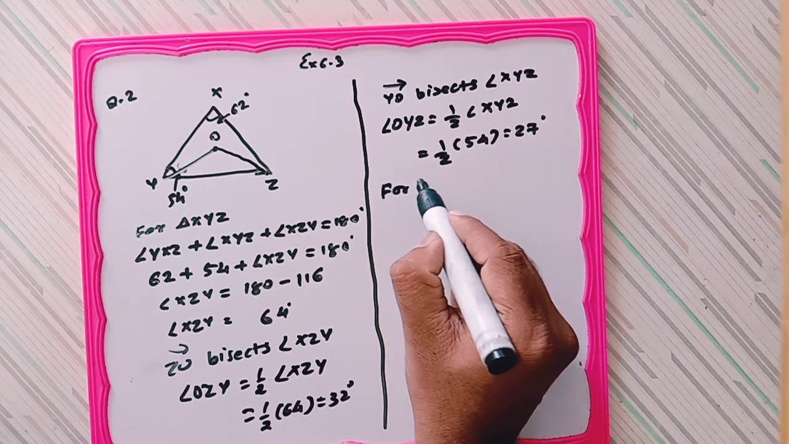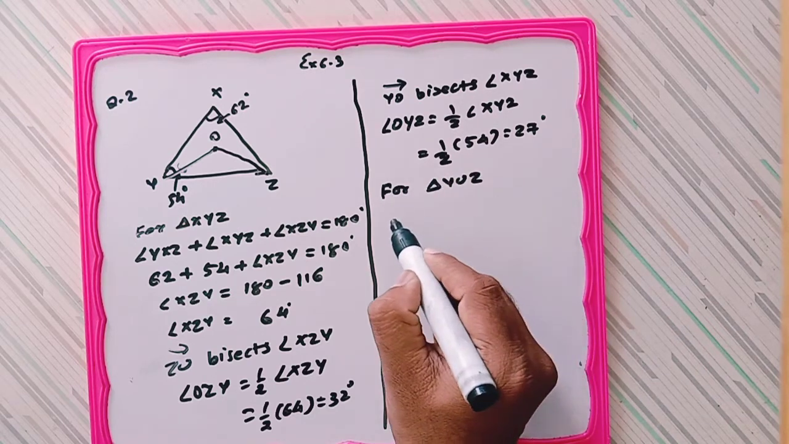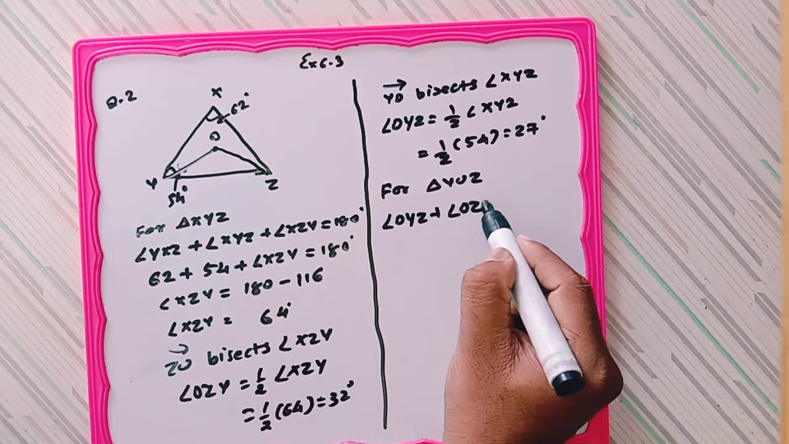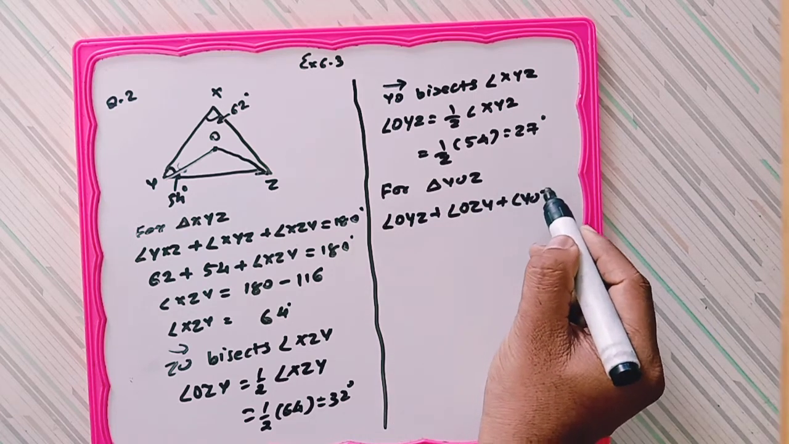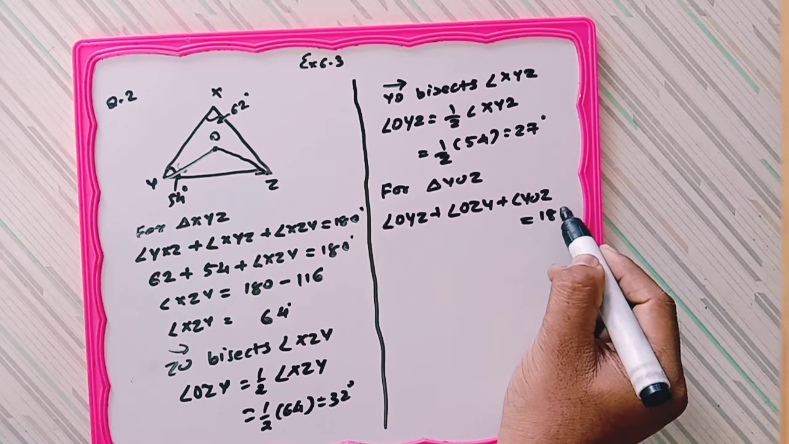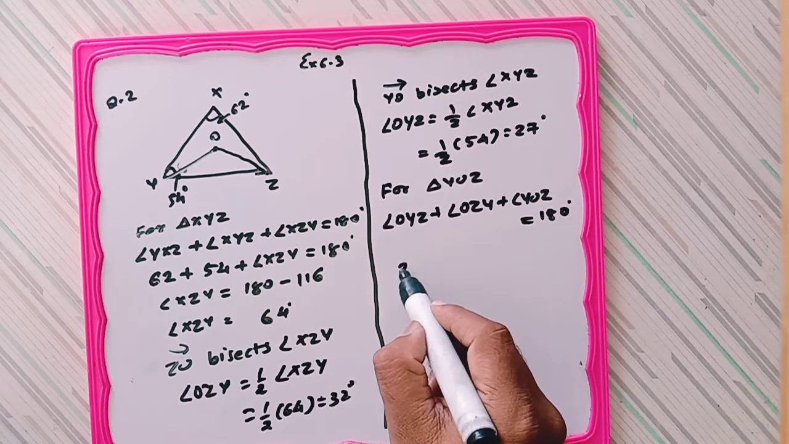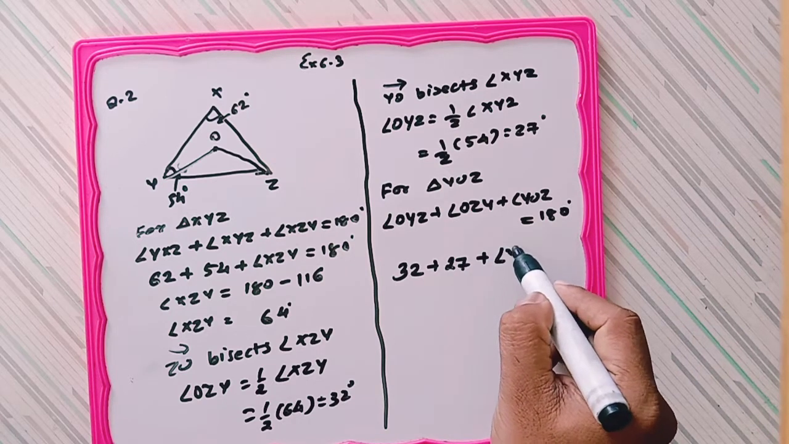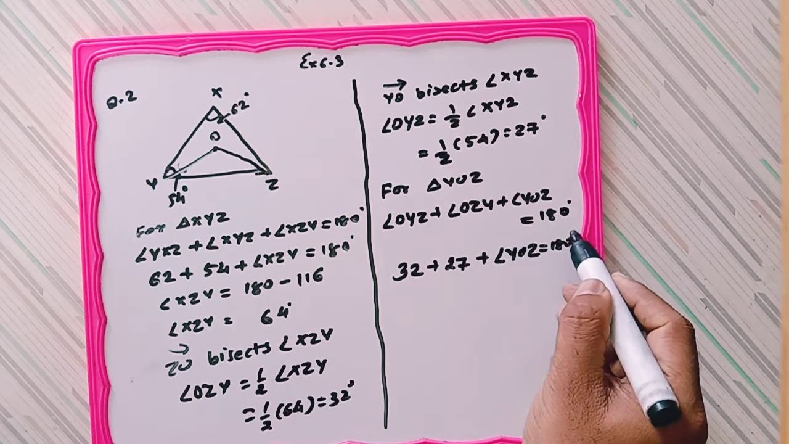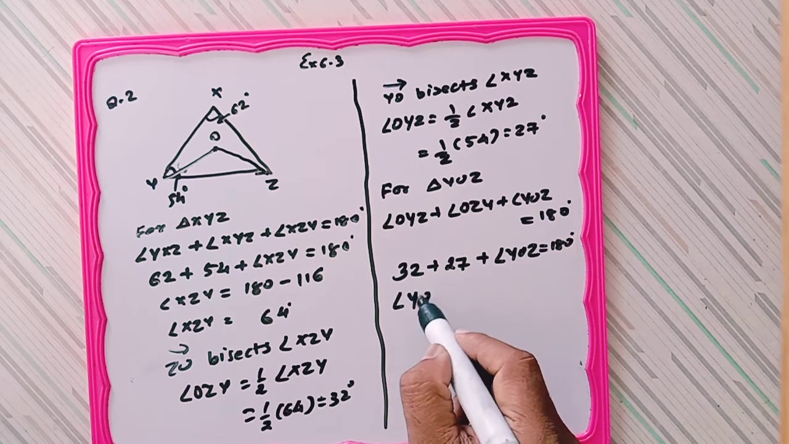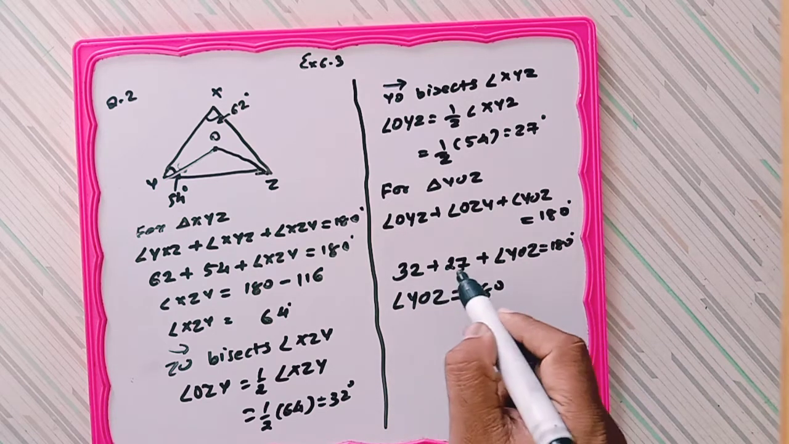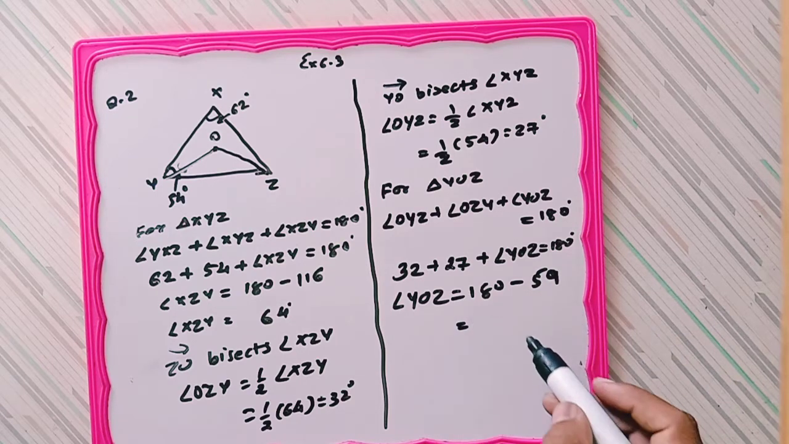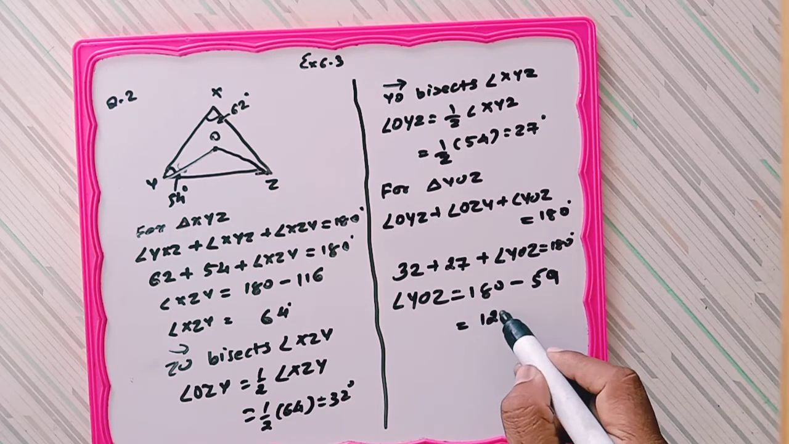Now for triangle YOZ, angle OYZ plus angle OZY plus angle YOZ equals 180. So 32 plus 27 plus angle YOZ equals 180, and so angle YOZ equals 180 minus the addition of these two, that is 59, and so we have the answer 121.